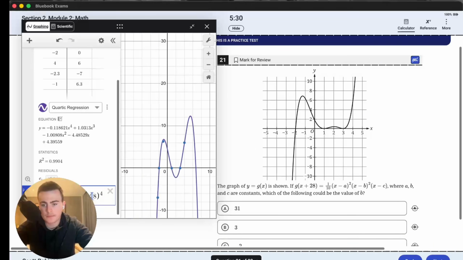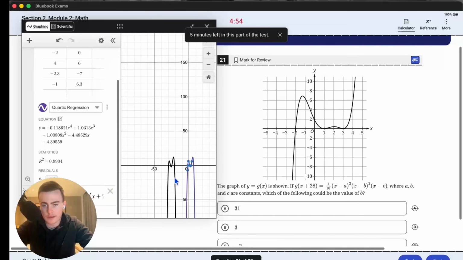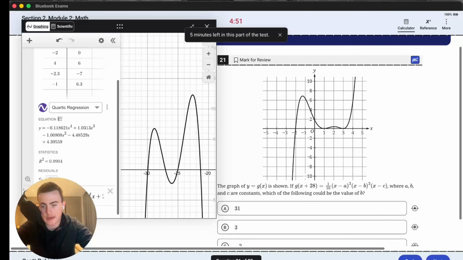x plus 28. And then I'm going to do plus 1.0313 x plus 28 cubed plus, or no, minus 1.00808 x plus 28 squared minus 4.48529 x plus 28 plus 4.39559. Okay, so we translated it over to the left. Now I need to find the equation for this, like the actual equation.